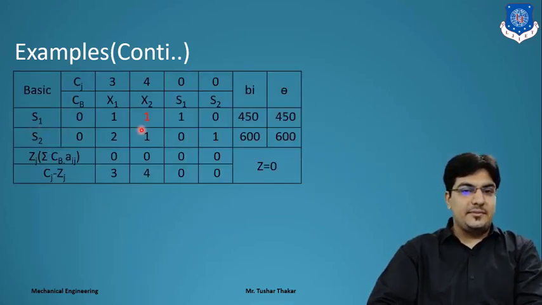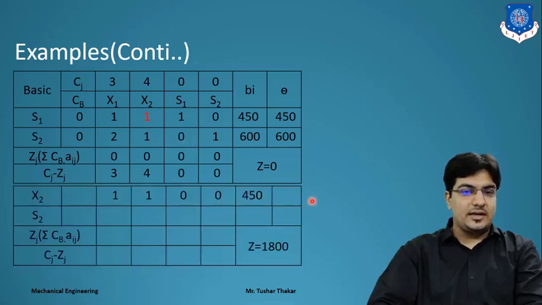This is the same table over here. This is the key element over here. What is the next step? The same we can write here. We can divide that key element from all the values.